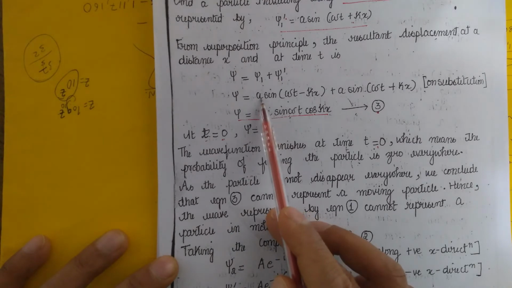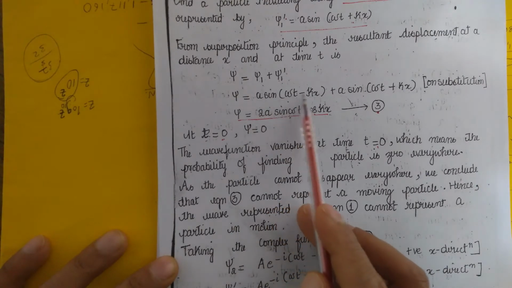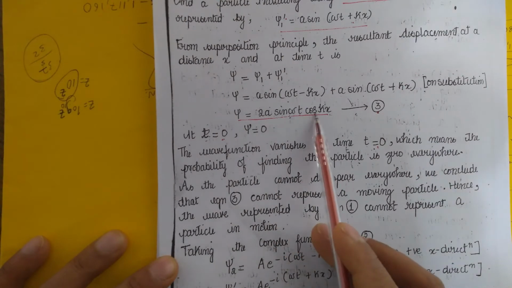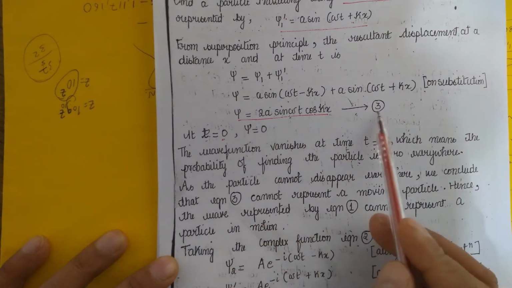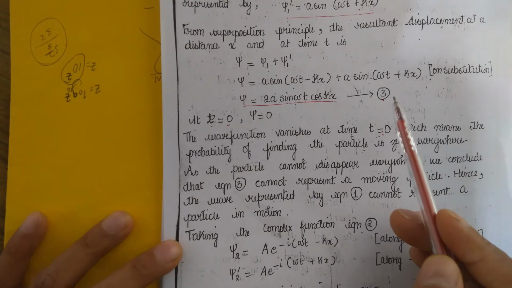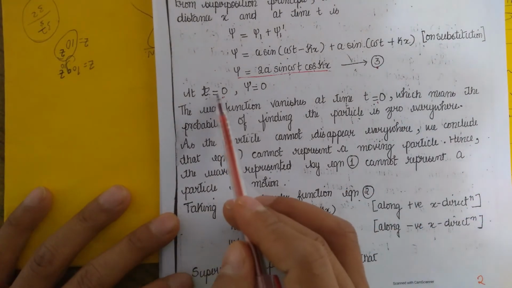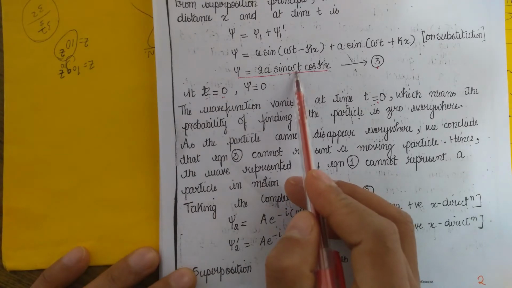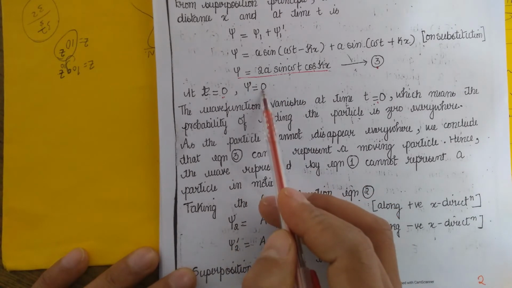We can take a common term: sine(a minus b) minus sine(a plus b) can be replaced by minus 2 sine a cos b. Now we are getting this equation 3. When we look at equation 3, at time t equal to 0, the t will become 0 and sine of 0 will become 0, so the entire function will become 0.